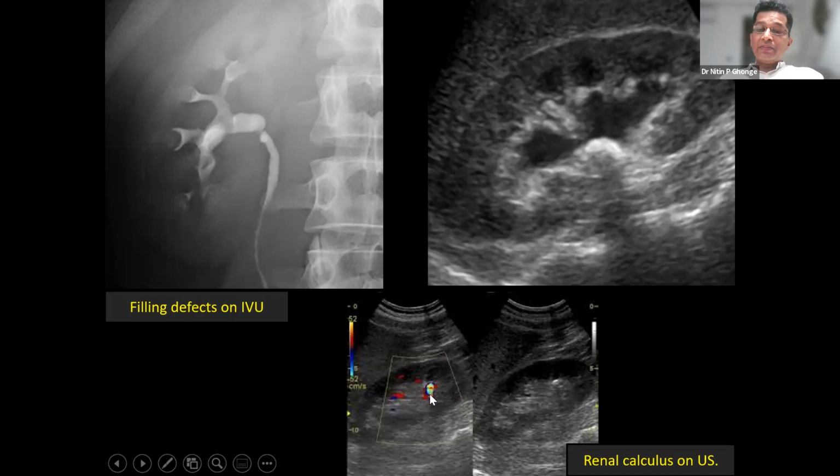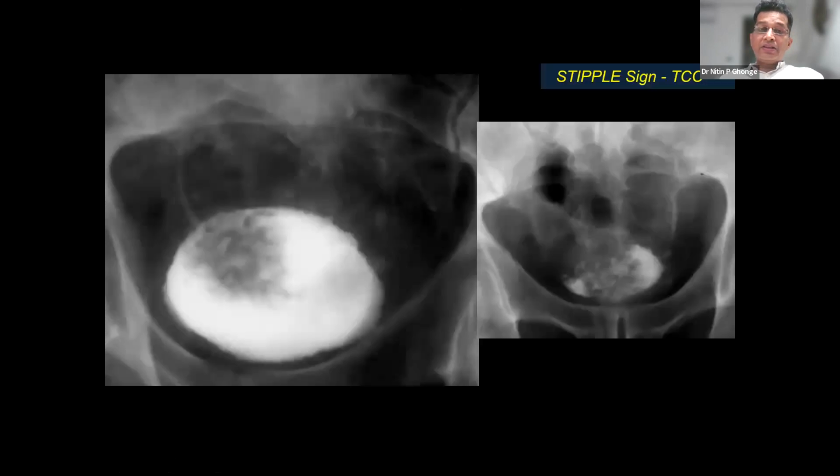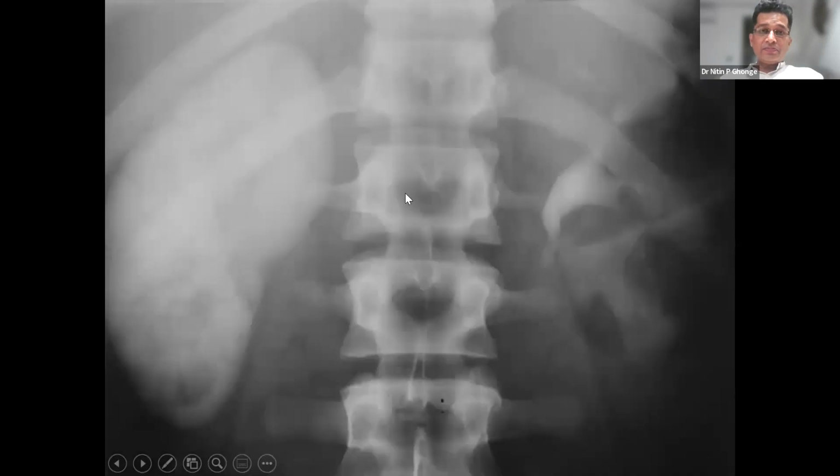And this is a very important sign to ensure that this is an actual calculus and is not an echogenic interface. This is a stipple sign here. We can see the irregular margins of a focal lesion in the urinary bladder because of the transitional cell carcinoma.